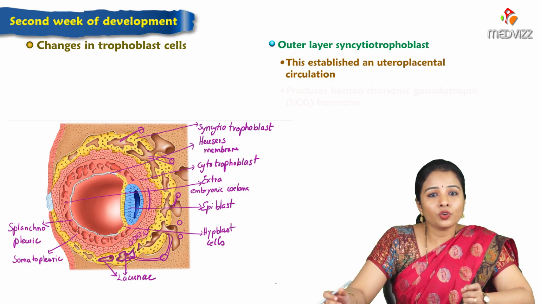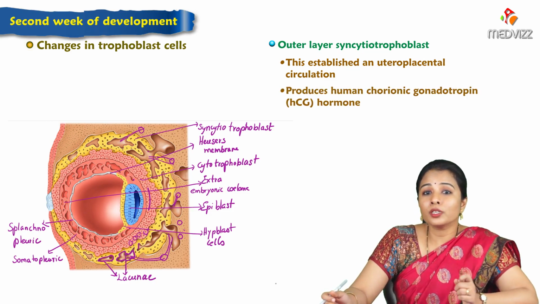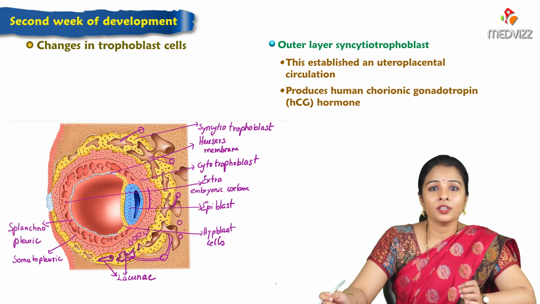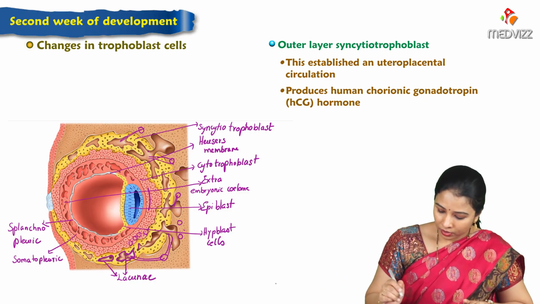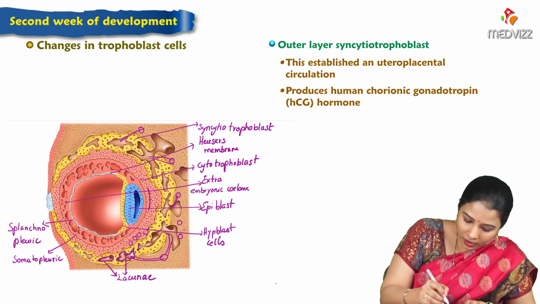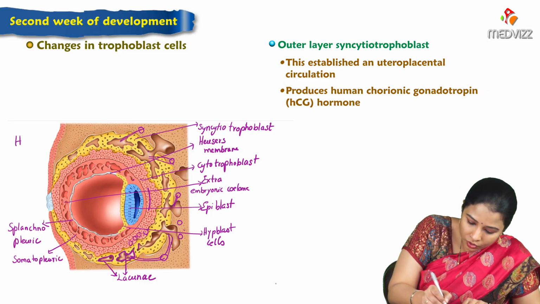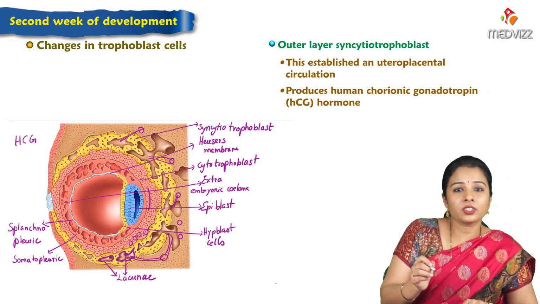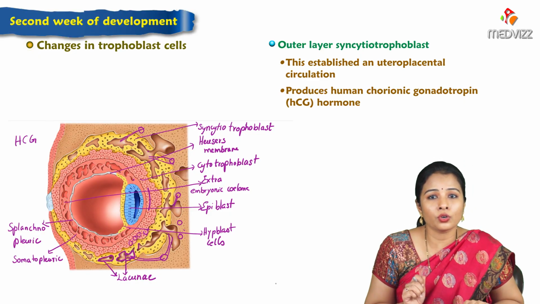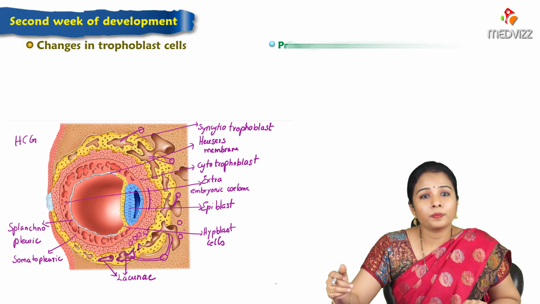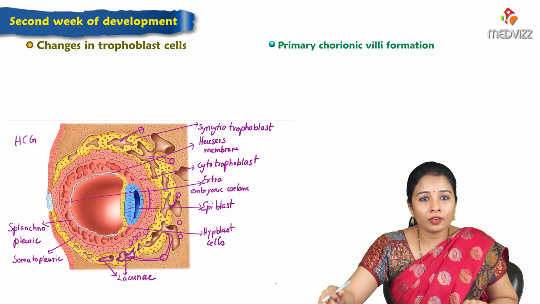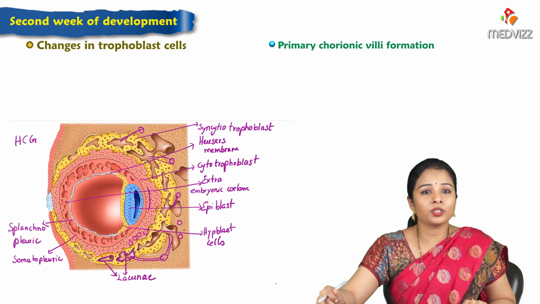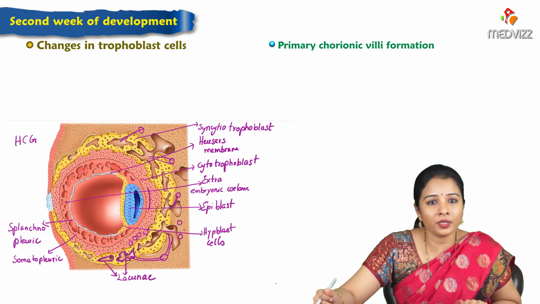So the syncytiotrophoblast produces human chorionic gonadotropin, that is called hCG hormone. So this syncytiotrophoblast produces, I am writing short form, hCG, which is called human chorionic gonadotropin hormone. So primary chorionic villi are formed with this human chorionic gonadotropin hormone.